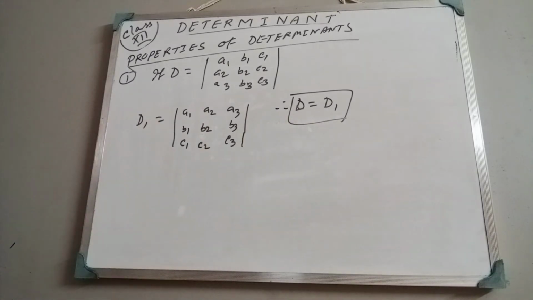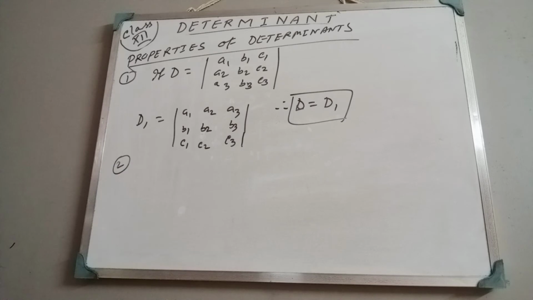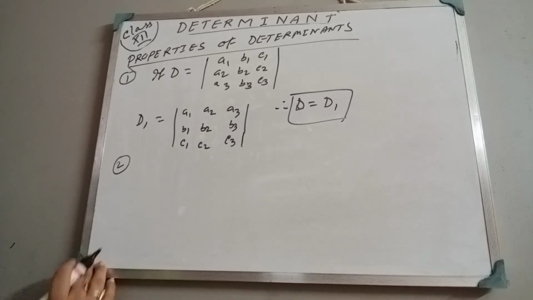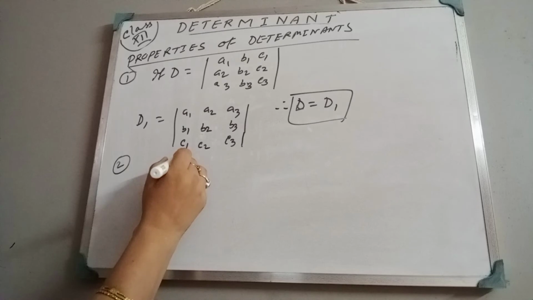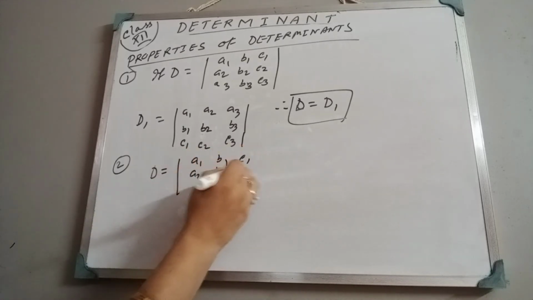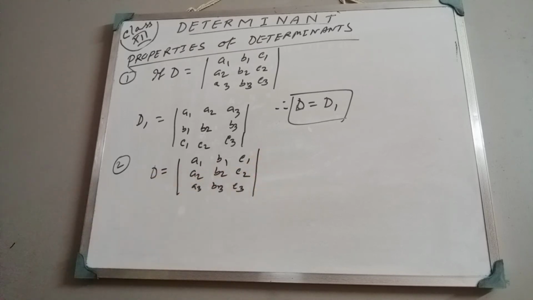Okay, next part is, what if two adjacent rows of a determinant are interchanged? The numerical value of the determinant remains the same, but its sign is altered. What does it mean? Let us write D: A1, B1, C1, A2, B2, C2, A3, B3, C3.